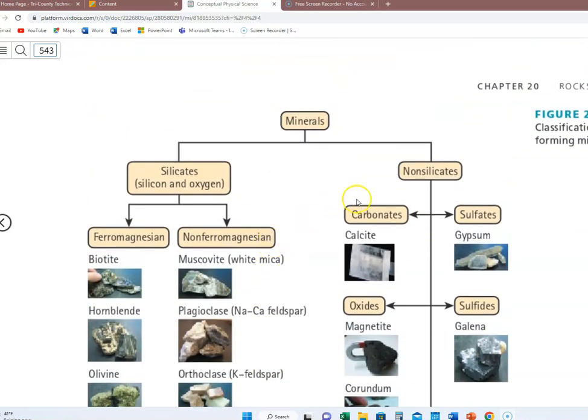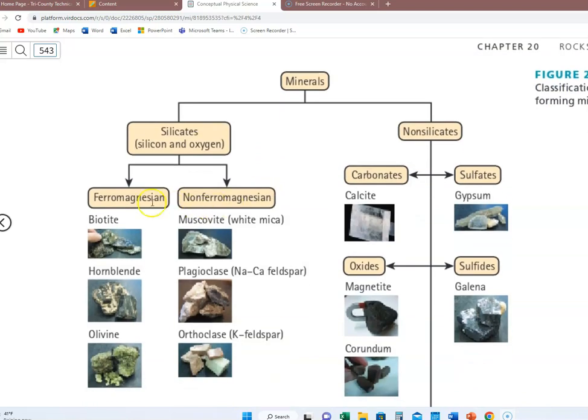All right, so we were just talking about, well, we'll get back to the slides in just a second. I just wanted to talk about what we had just talked about, the large division between minerals. The vast majority of minerals that you find are silicate minerals, which of course have silicon and two oxygens. And that is further broken down into ferromagnesian and non-ferromagnesian.